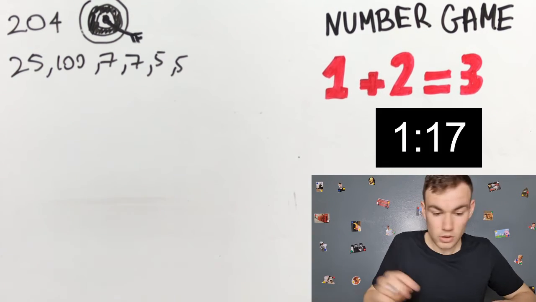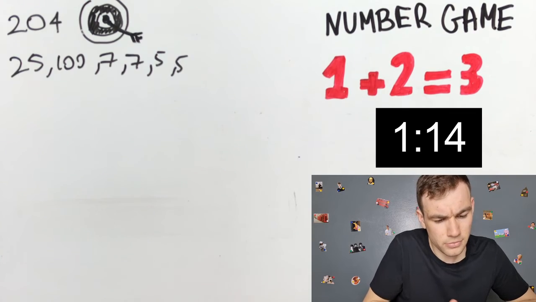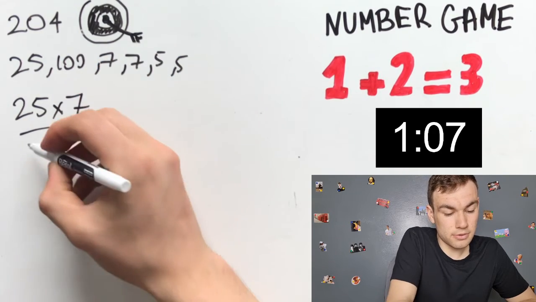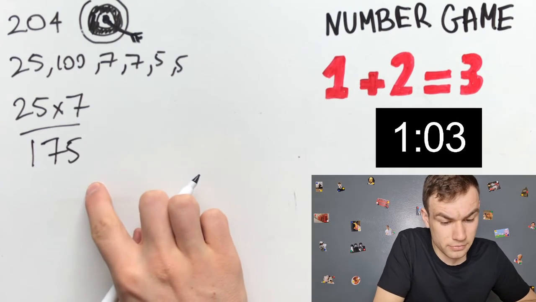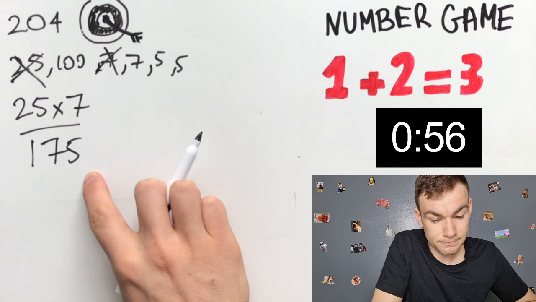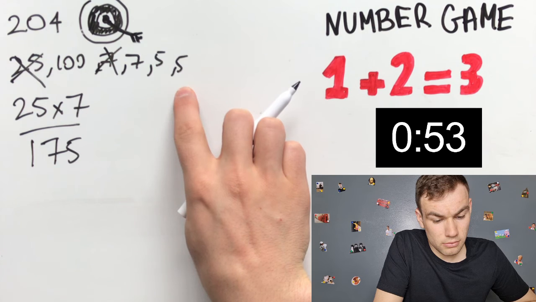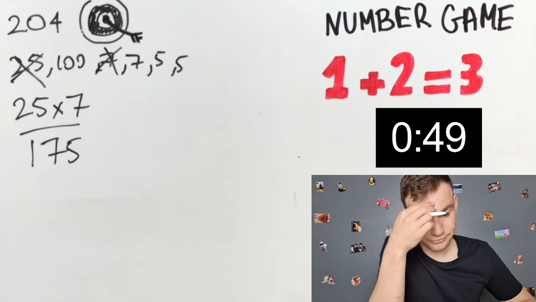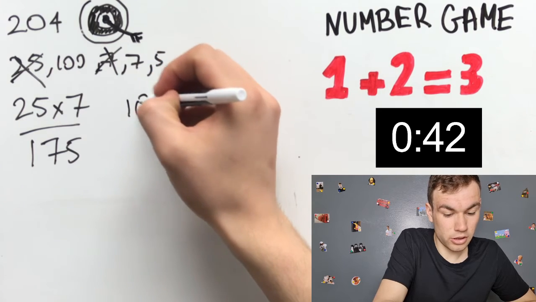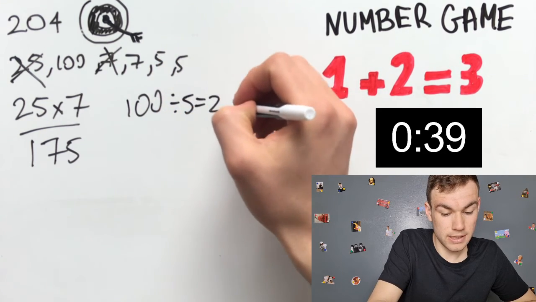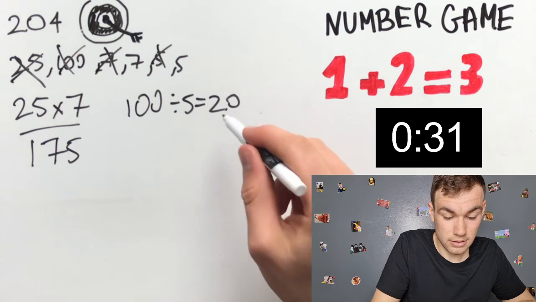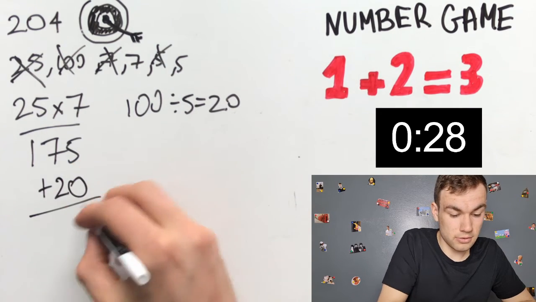Let's go. Okay, 204. 25 multiplied by 7 is equal to 175. Okay, we lose 25, we lose 7, we need 29 now. 5, 25, 100 divided by 5 is equal to 20. 30 seconds left. Add the 20 gives 195.